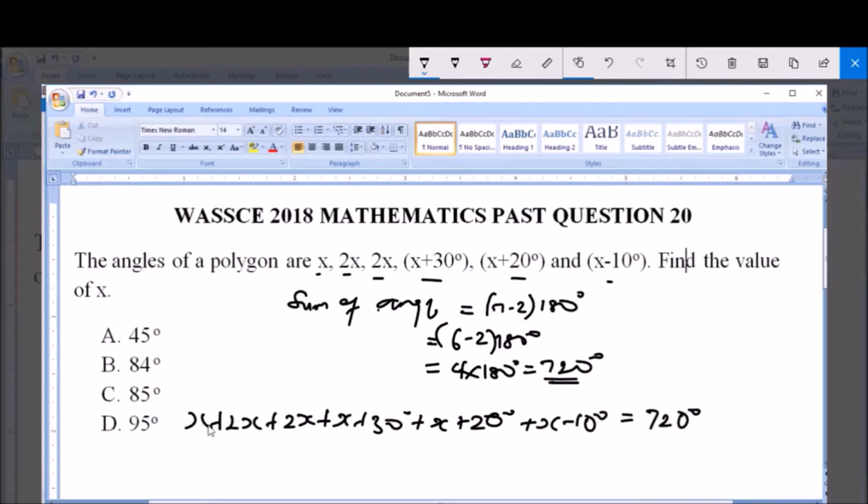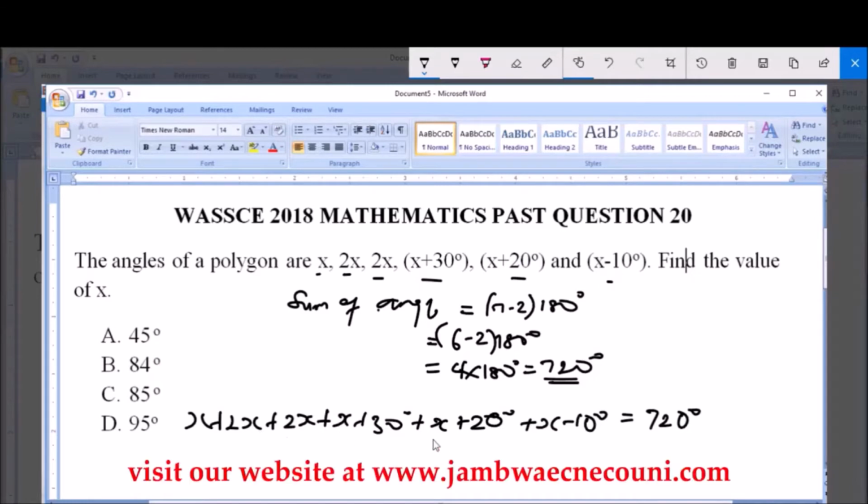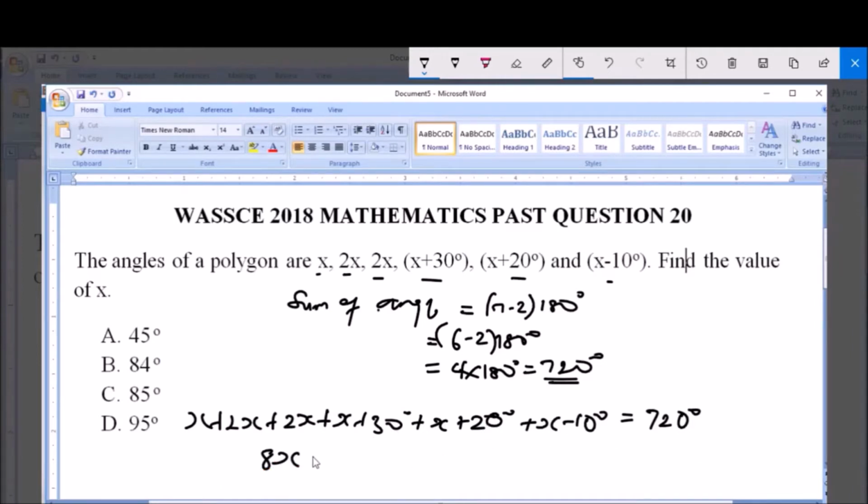From this we have 1x, 3x, 5x, 6x, 7x, 8x. So 8x, then we have 30 degrees plus 20 degrees, that's 50 degrees, minus 10 degrees, that's 40 degrees, plus 40 degrees equals 720. From this we can say 8x equals 720 minus 40, and this equals 680 degrees. So 8x equals 680 degrees.